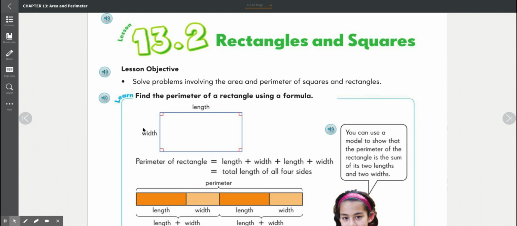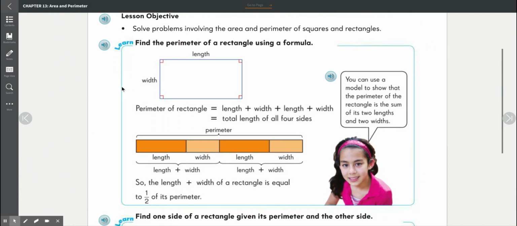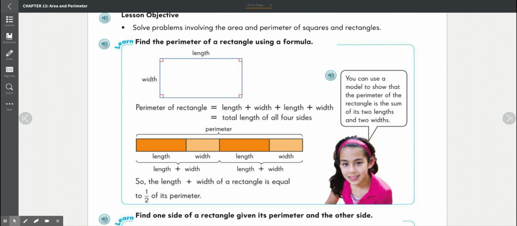Today we are working on rectangles and squares. Specifically, we're working with perimeter today. If you remember, previously we were working on finding the area of a shape. Now we're working on perimeters. We're going to find the perimeter of a rectangle using a formula.